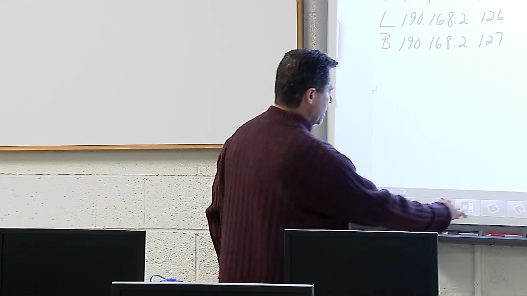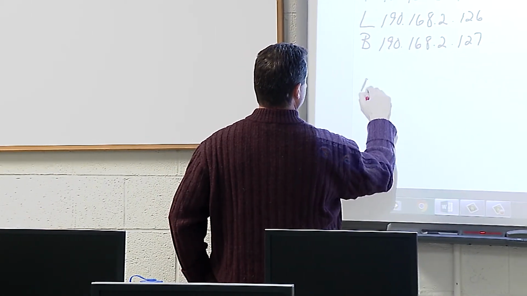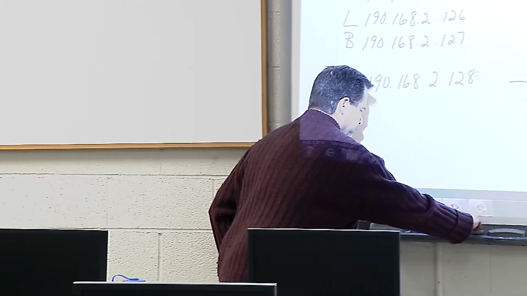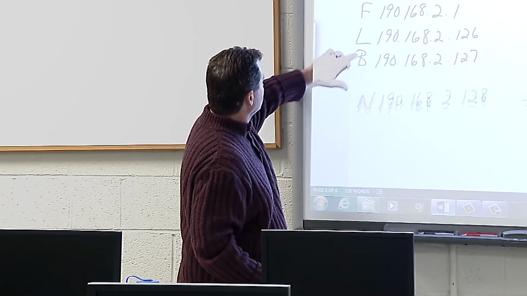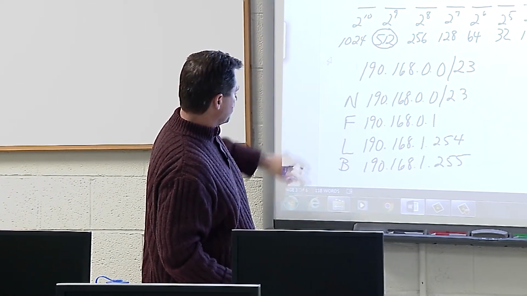And my next address begins right here. My next network address, which is going to be for the HR department, which has 12 people in it, so I only need 12 endpoints, is going to be 190.168.2.128. Now, the question is, based on the number of hosts that I need, where do I stop?